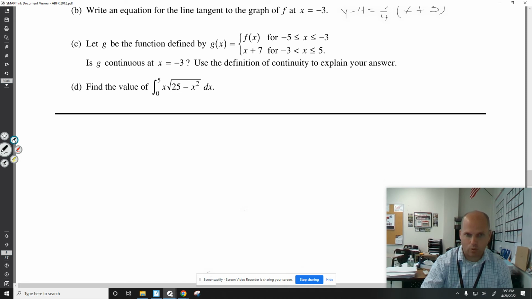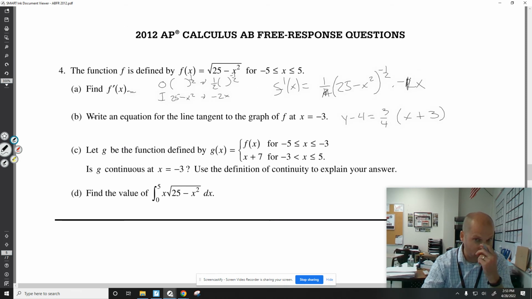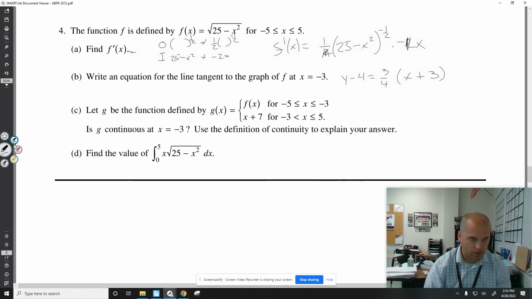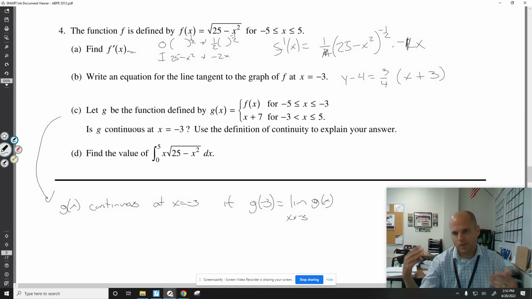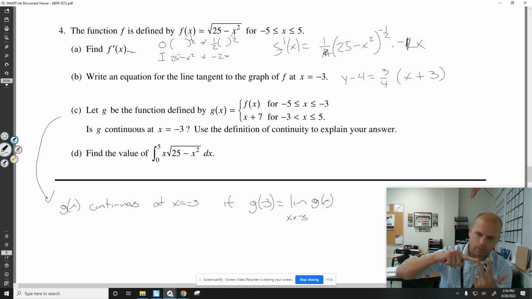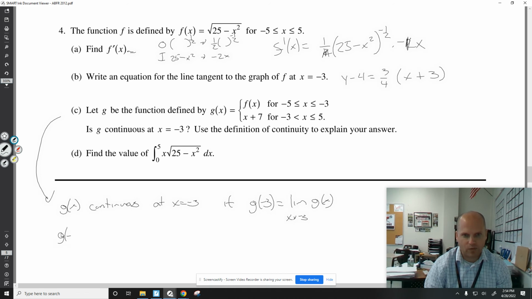All right, let's talk about the actual question. Is the function continuous at x equals -3? Use the definition of continuity to explain your answer. Definition of continuity is that a function is going to be continuous, and g of x will be continuous at x equals -3 if g of -3 equals the limit as x approaches -3 of g of x. What's the function value, and do we approach it from both sides? g of -3 is the same as f of -3. We found f of -3, it's just 4.